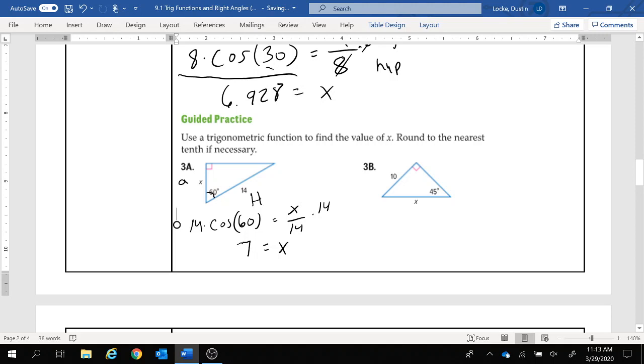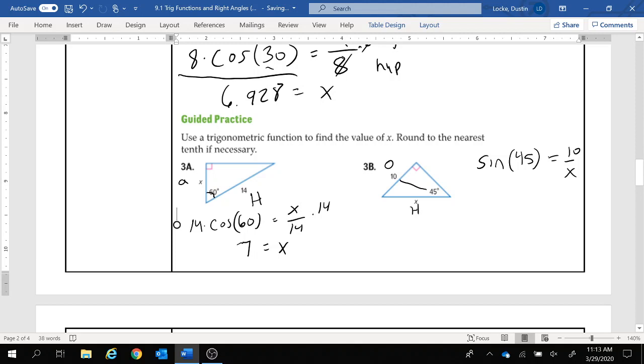Like I said, hopefully you already had a chance to try it. So this time we have our opposite side, right? This across from the angle. And we have this side, which is the hypotenuse. It's across from the right angle. That would be your sine function. Okay, so we got sine of 45 equals 10 over x, because it's opposite over hypotenuse.